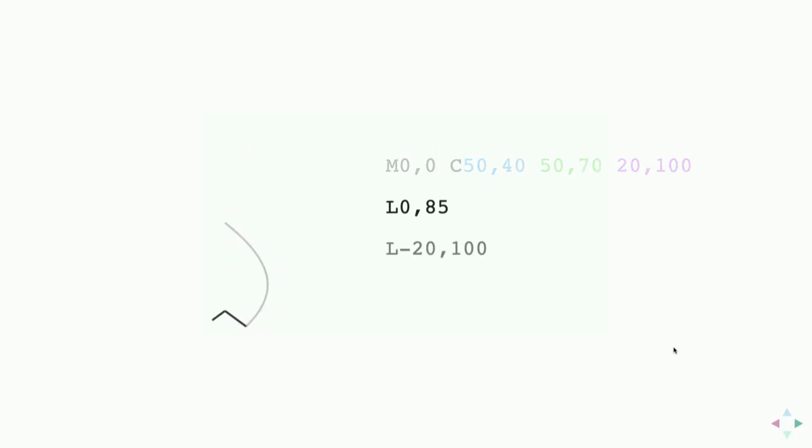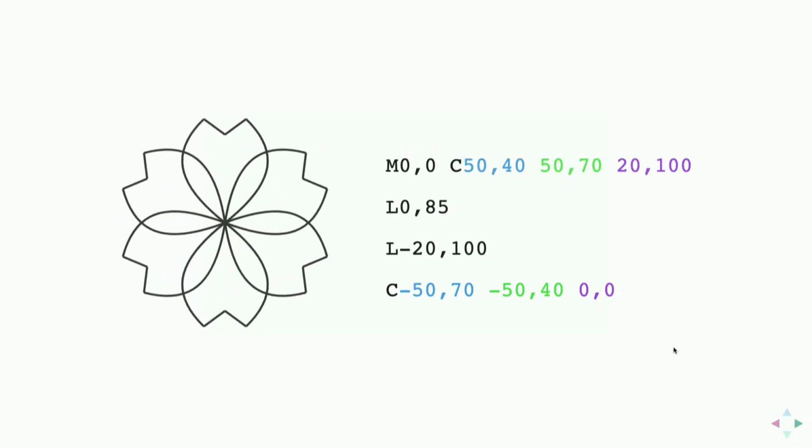I then draw 2 straight lines, draw the same curve but on the other end, and that makes a petal, basically an SVG path. I make that SVG path 6 more times. I transform and rotate them, add in some color. And so that's how the flowers were made.